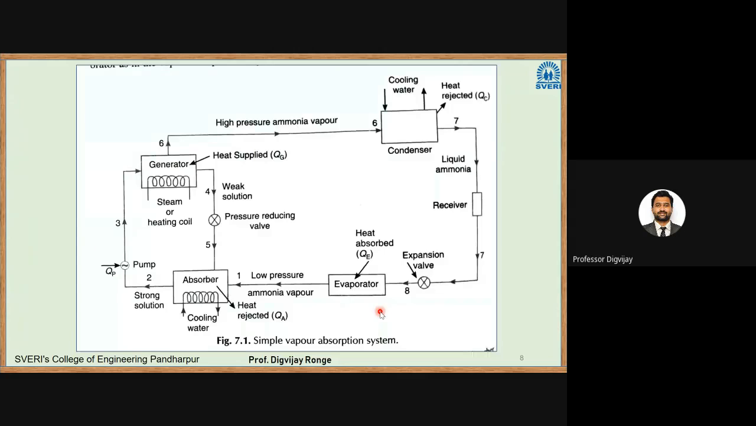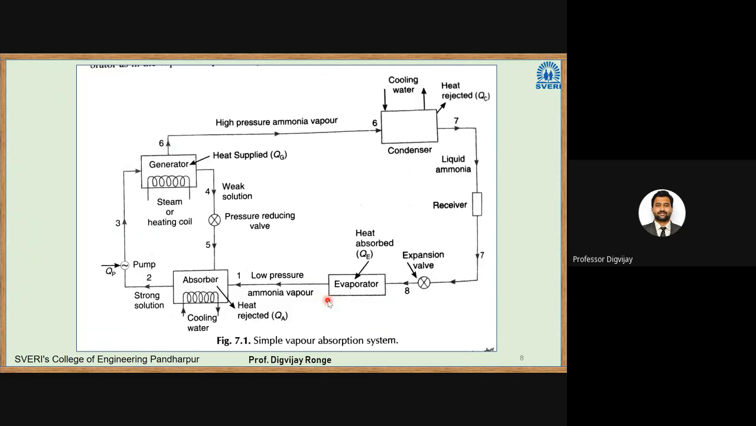Then this was the diagram for it. So in this case, compressor is replaced by absorber, pump, and generator. Okay. So compressor part of VCRS is replaced by absorber, pump, and generator. All this right part, that is the evaporator, expansion valve, and condenser, that is the same. That is common in both VCRS and VARS. But this compressor is replaced by this part. Okay.